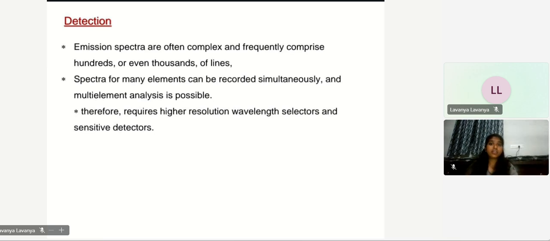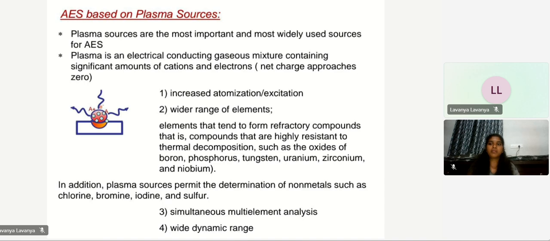It comprises even 100,000 lines, meaning many wavelengths of radiation are passed through the analytes, and the elements are detected at different wavelengths, because different atoms contain different numbers of wavelengths. So, atomic emission based on plasma sources.